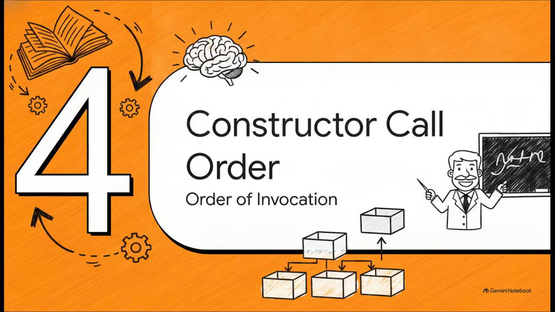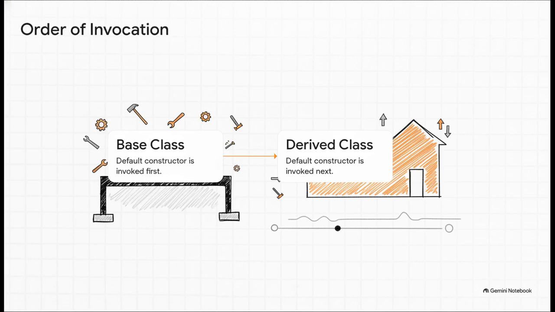Next up, Section 4, Constructor Call Order. You're going to want to pay super close attention to this next sequence, because this hidden compiler behavior is highly, highly tested by professors. Whenever you create an object of a derived class, a very specific sequence of events kicks off behind the scenes. Think about it. Before the child can be built, the parent has to exist, right?